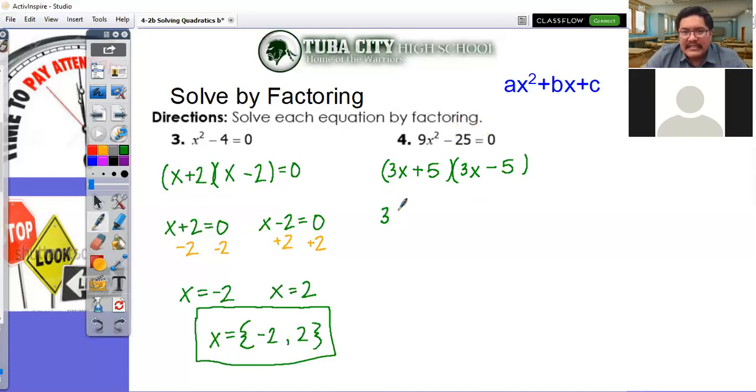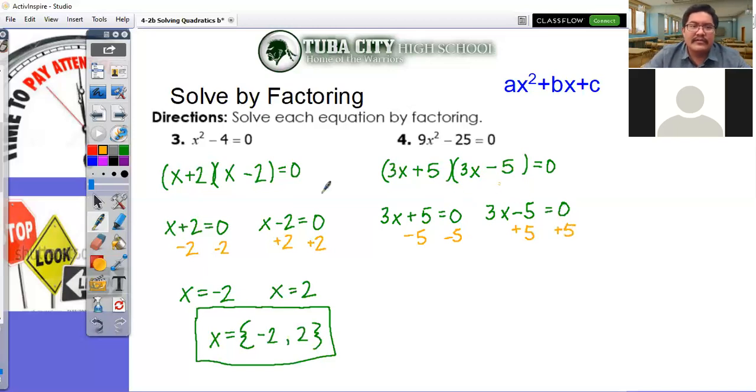Now, we still have to set these equal to 0. 3x plus 5 equals 0, and 3x minus 5 equals 0. Now this one's going to require a few extra steps, so I'm going to have to minus 5 from both sides here. And while I'm at it, these two equations are very similar, so I'm just going to go ahead and do both at the same time. And since this one is a minus 5, I'm going to have to add 5 to both sides to get rid of that. So 3x equals negative 5.